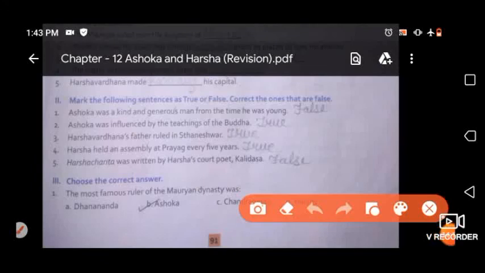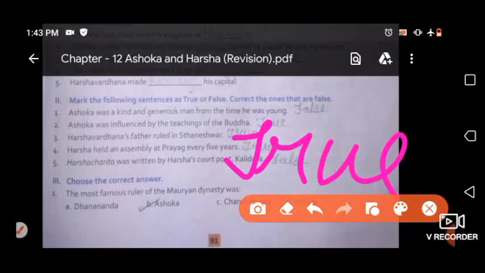Fourth one: Harsha held an assembly at Prayag every 5 years. This is a true sentence. Harsha used to hold an assembly in Prayag every 5 years, and he used to distribute all his wealth to the poor people. He used to help the poor people like this.